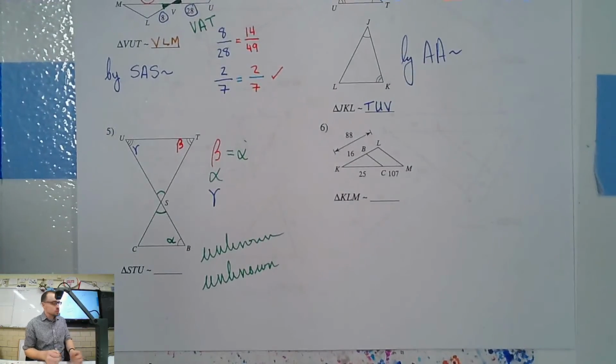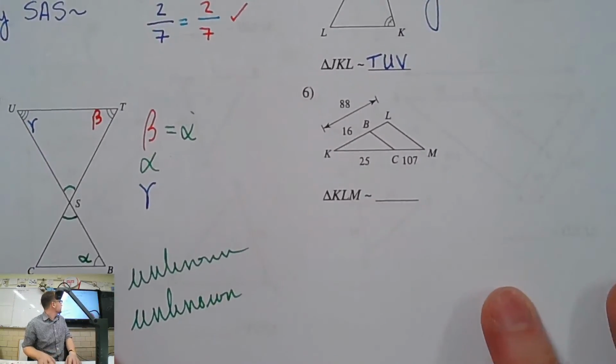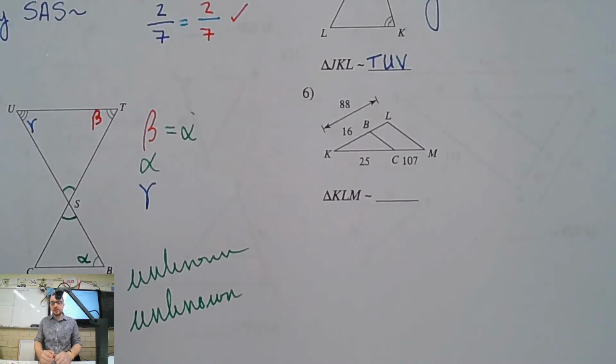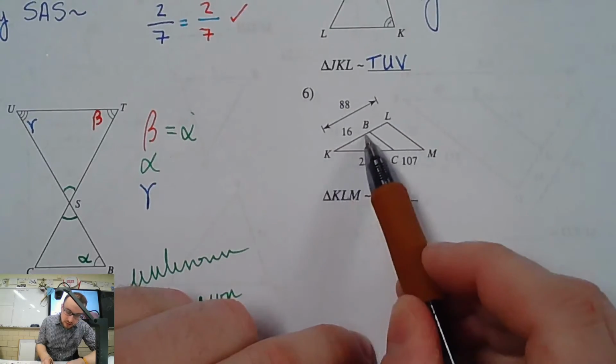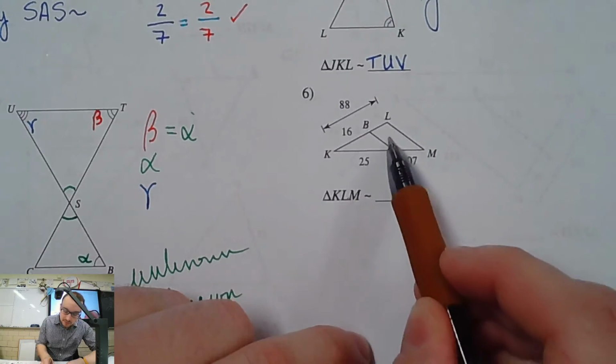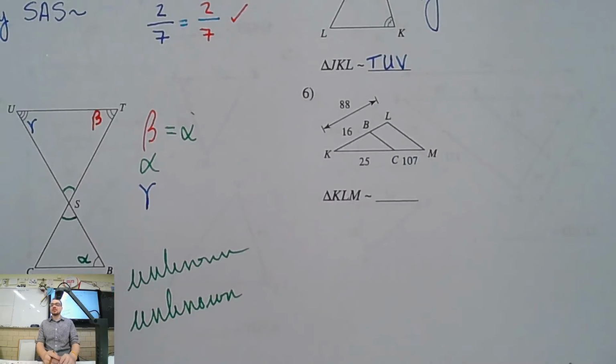Number 6. Whew, this is kind of a weird looking one, right? How many triangles do you see here? One big one, right? Oh, 2. And then a small one, right? Is this a triangle? No. It's not, right? So we do just have 2 triangles.